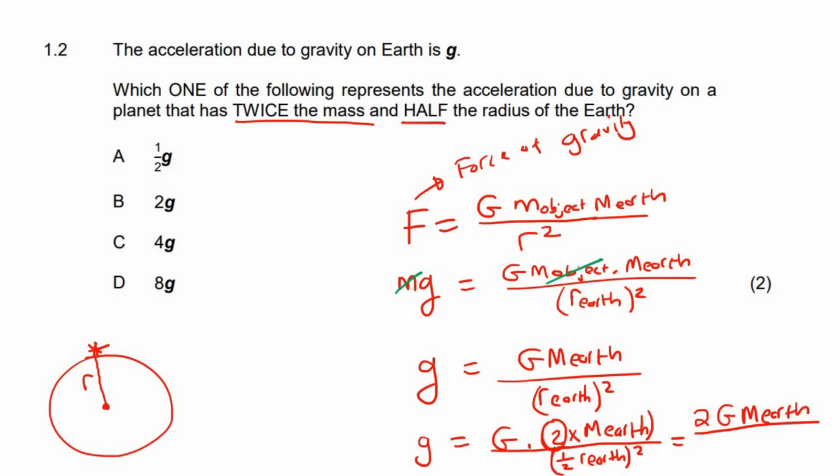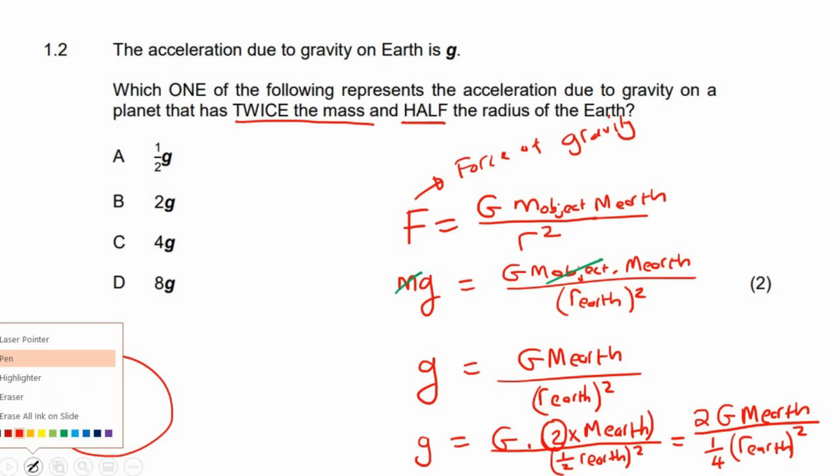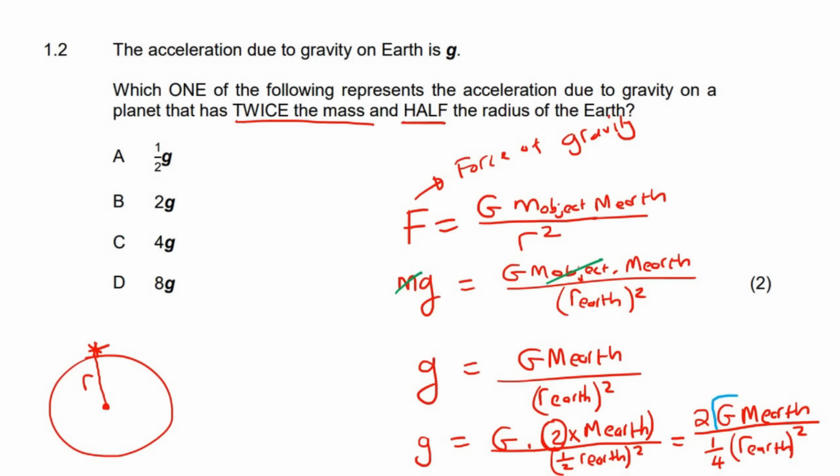over, now a half to the power of 2 becomes a quarter, so we're going to say a quarter r Earth to the power of 2. Okay, so we know that this part here is what we had originally, and that was equal to g. So I'm going to replace all of that now with g. Okay, so just like that.